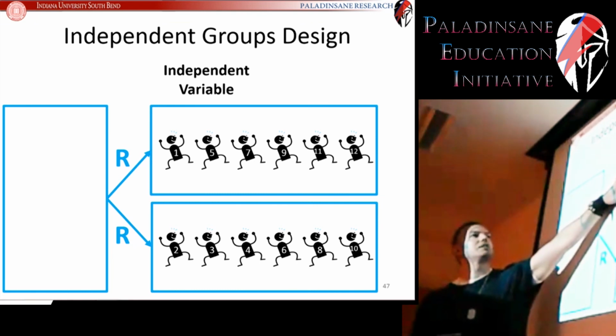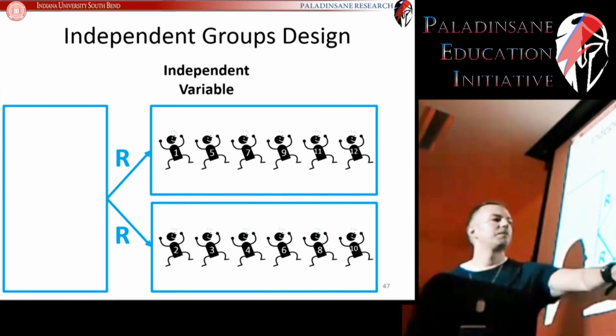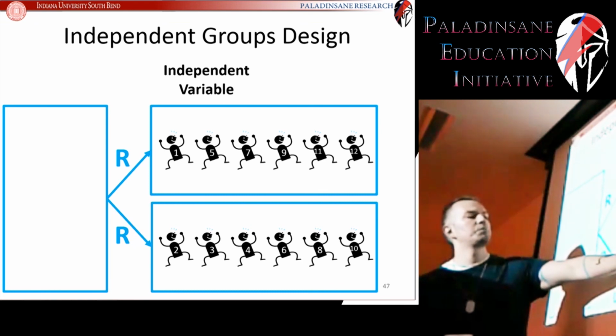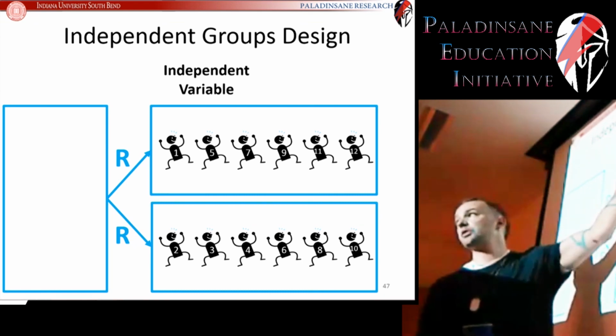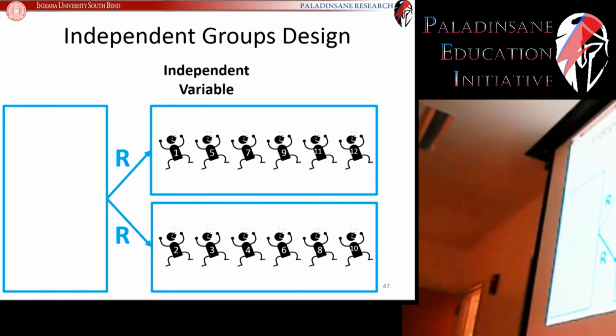So if this person is tired, they're not going to make this person tired. If this person is feeling anxious because they forgot their cell phone at home, it's not going to make this person feel anxious. Those two groups are independent of each other.